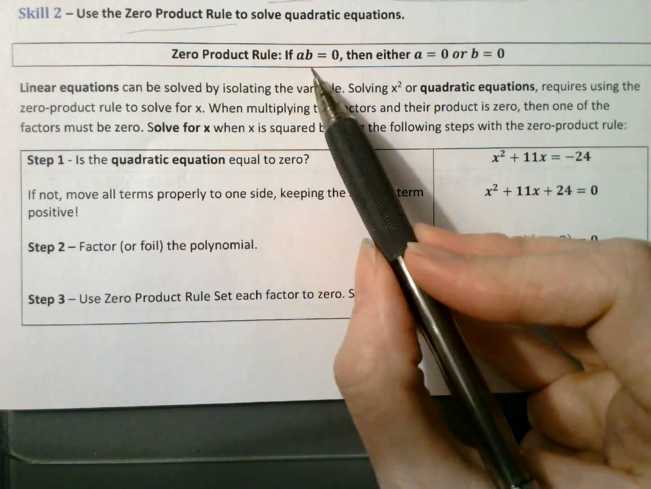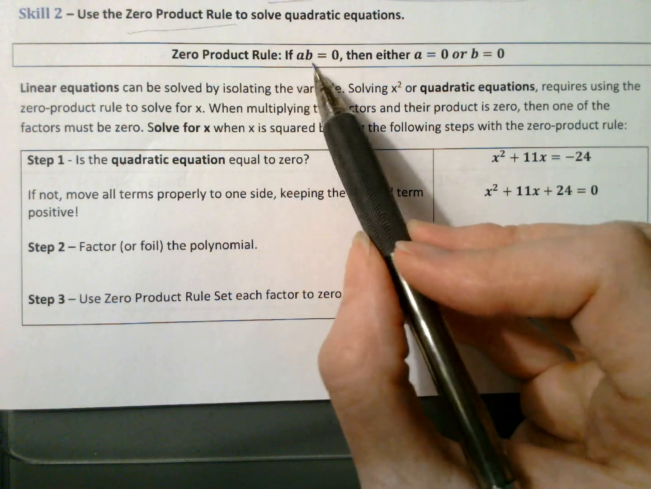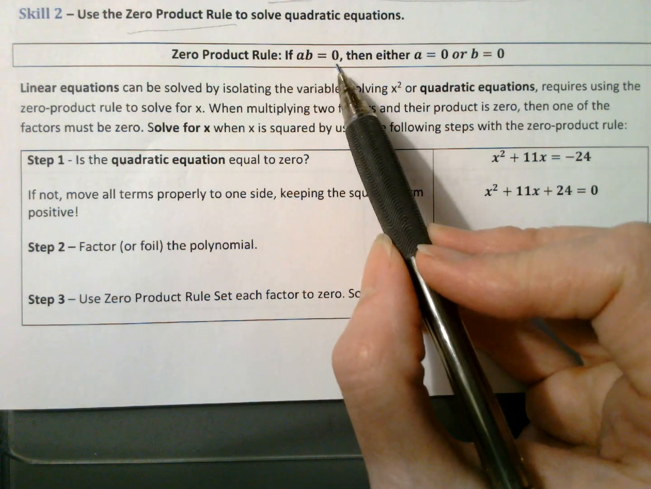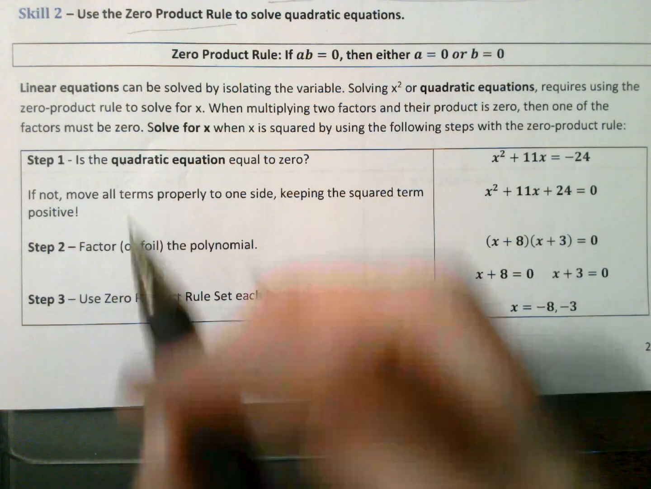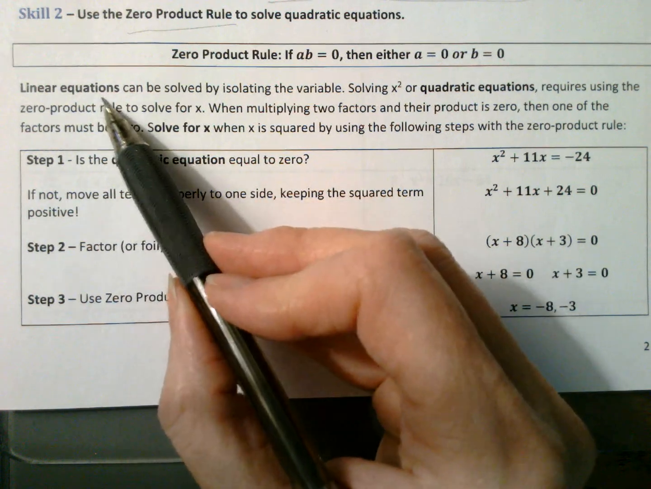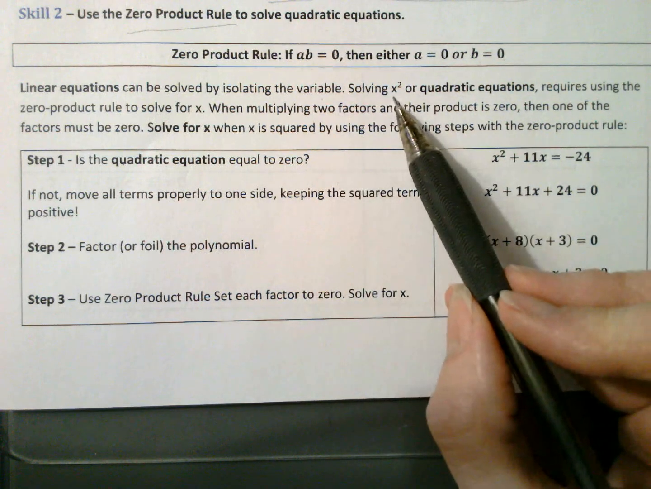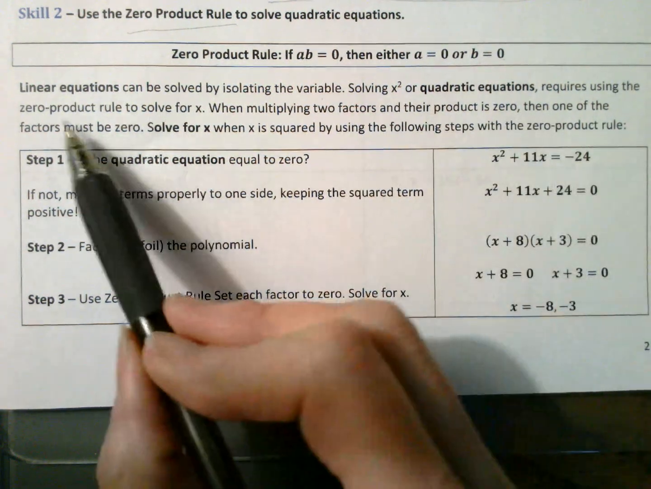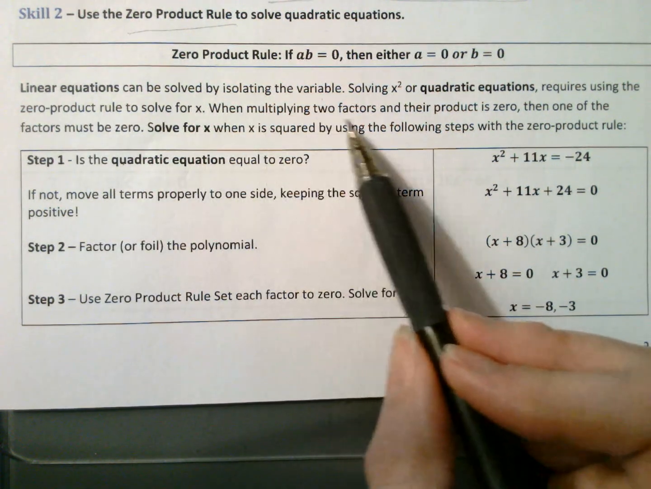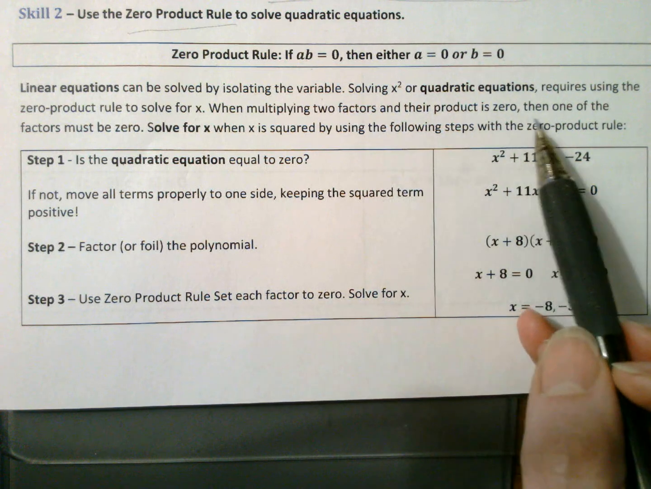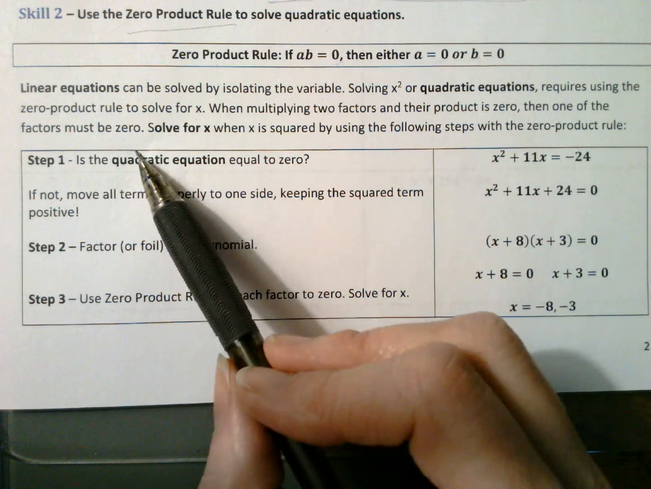All right, the zero product rule. Product, multiplication. So if something times something equals 0, then one of those somethings has to be a 0. Okay, so what does that mean for us? Well, linear equations can be solved by isolating the variable. Solving x squared or quadratic equations requires using the zero product rule to solve for x. When multiplying two factors, if their product is 0, then one of the factors must be 0. That's requoting this in word terms, okay?